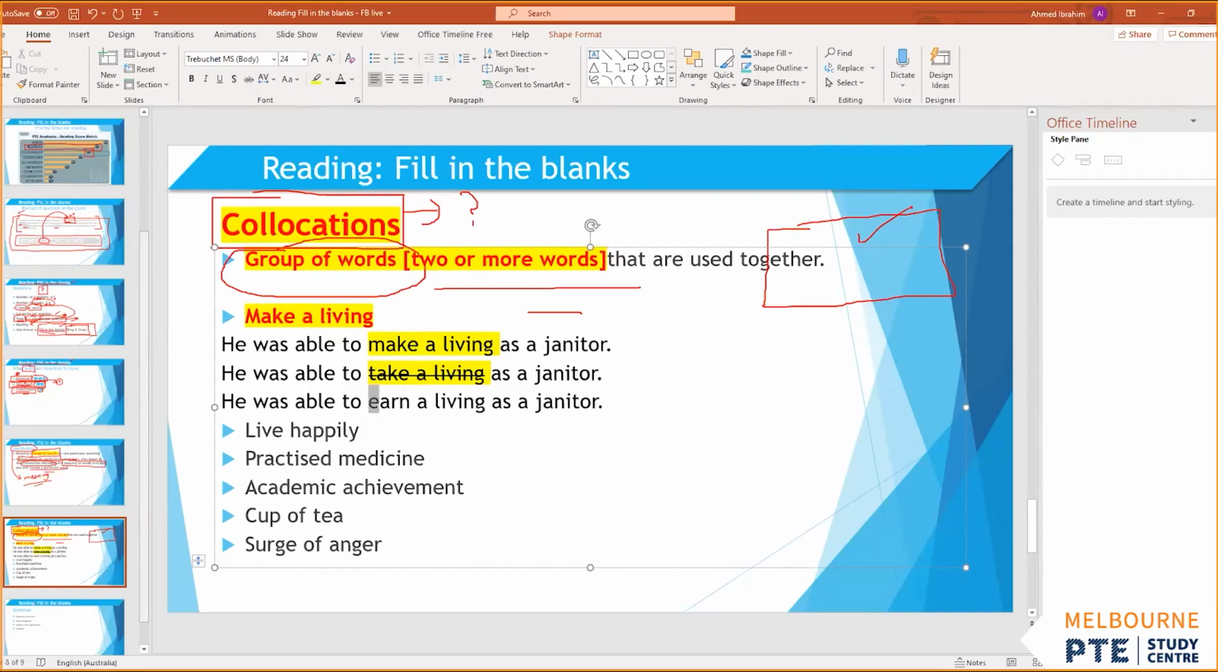Can it work like this? He was able to earn a living as a janitor. What do you think? Okay, you think it can? What do the people from the online class think? Can earn a living work as a collocation for the same meaning? No. It can actually. Remember this, make a living and earn a living, both of them are collocations for the same meaning. They can both work.